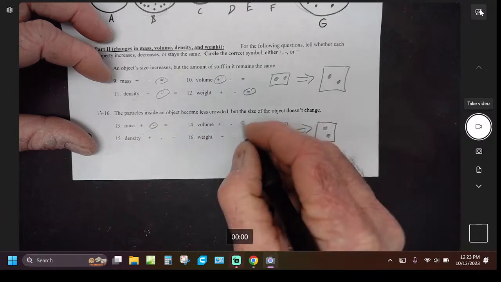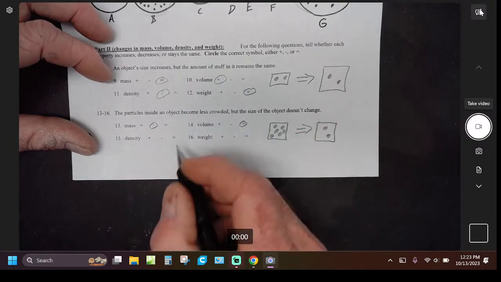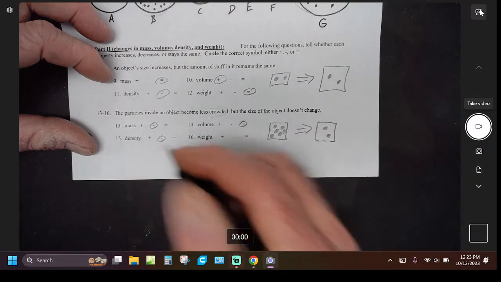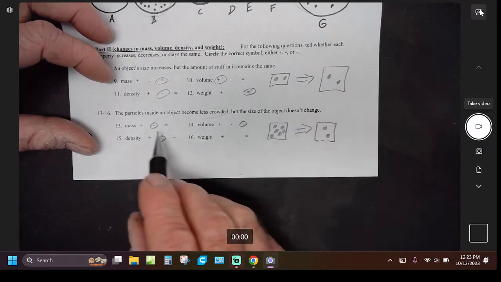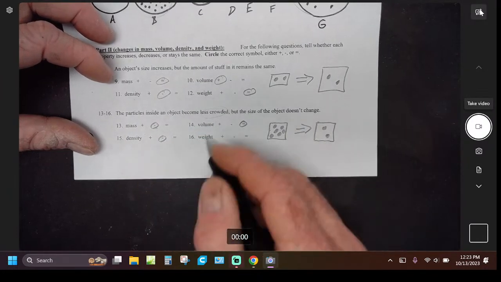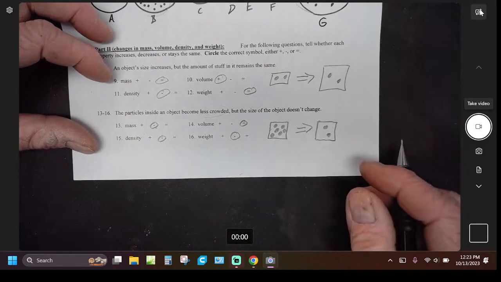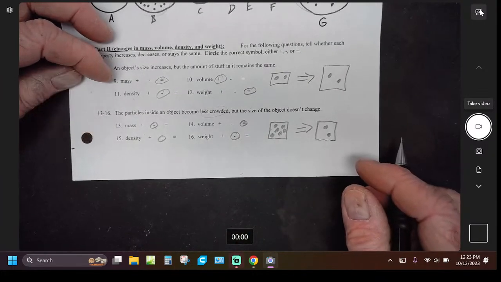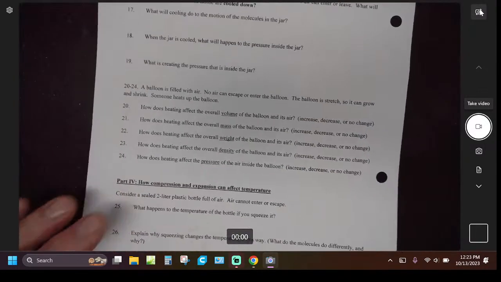Volume is the size, so that's the same. Density is crowdedness, so less crowded, less dense. And weight is going to be whatever mass was. So this is going to be lighter. Any questions about that? Didn't think so, but if you have any, please ask.